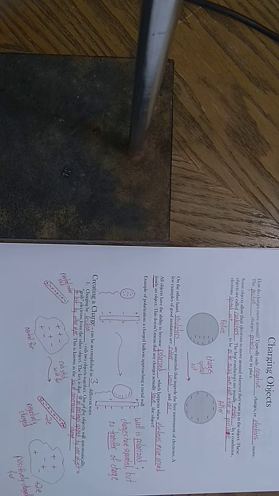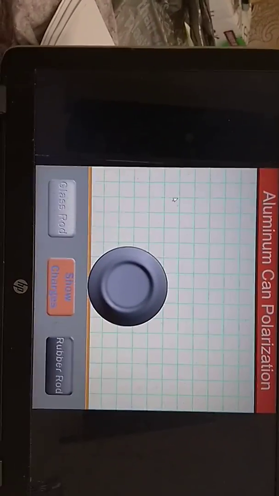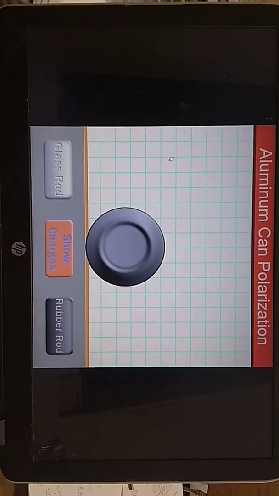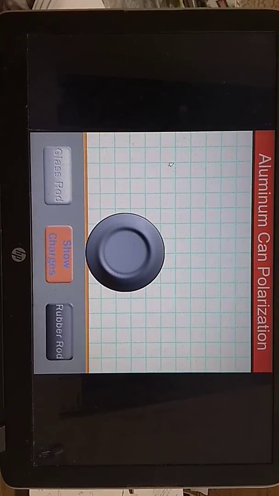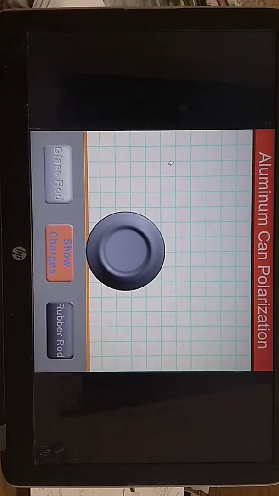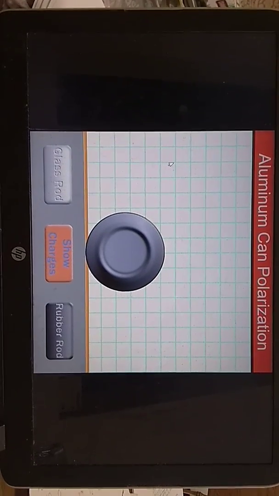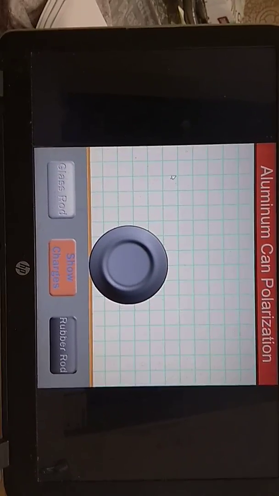Okay, before we go on to the other two methods of charging, I do want to show you two quick things that are both simulations on the computer. So we're going to go and look at the computer. Okay, so this is actually something you can do at home. I couldn't find either a glass rod or a rubber rod for this, but this is something that you can do at home to show polarization.